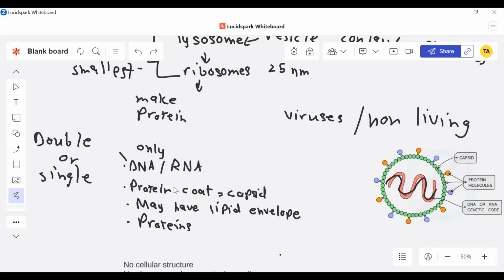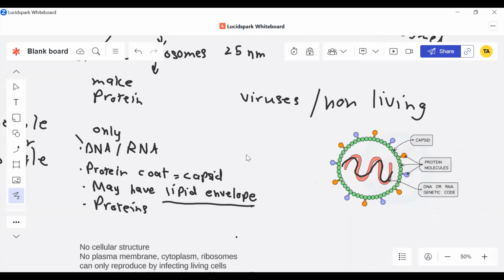The other thing that viruses have is called a lipid envelope. The reason I'm not showing this right here is because the lipid envelope is not always present in viruses. Only some viruses will have a lipid envelope. And what is a lipid envelope? It's an outer membrane, and it's outside the capsid.